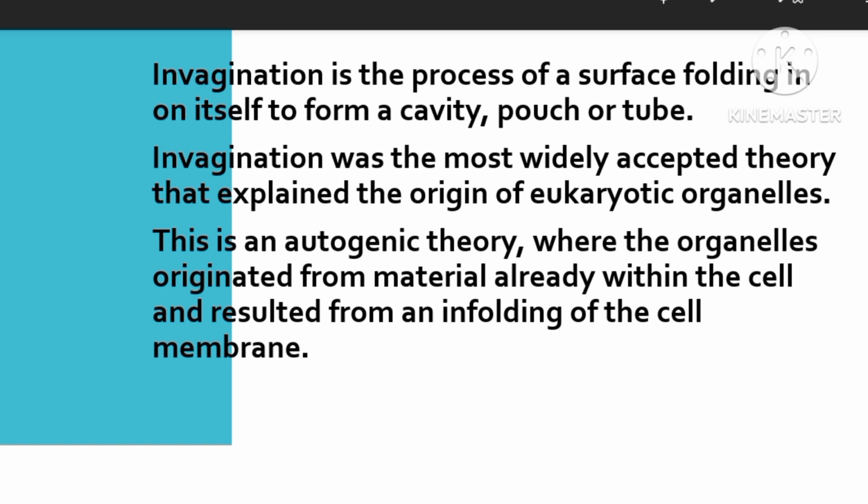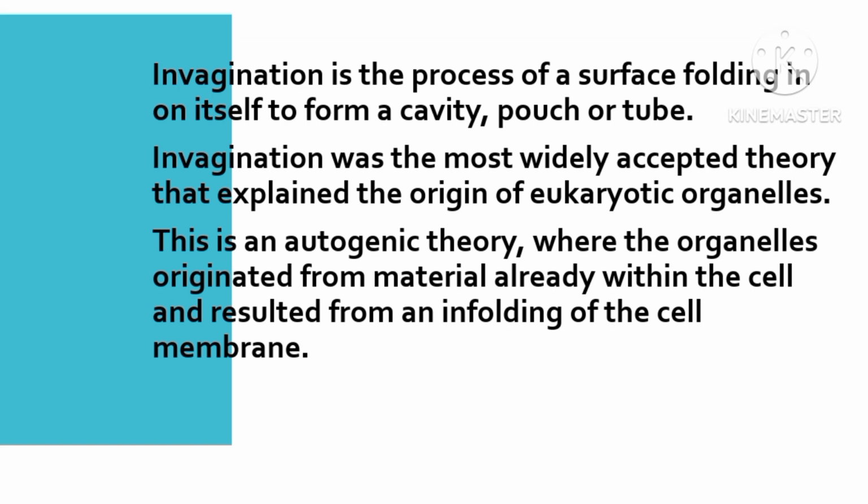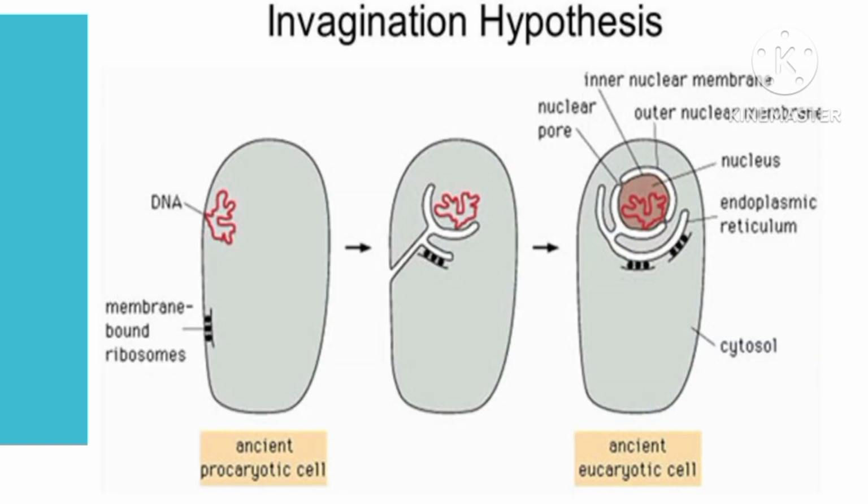This theory is an autogenic theory, where the organelles originated from material which is already present within the cell, resulting from an infolding of the membrane. It means that the organelles formed inside the cell are due to the infolding of the plasma membrane towards the inner side, and these plasma membrane infoldings form various organelles.